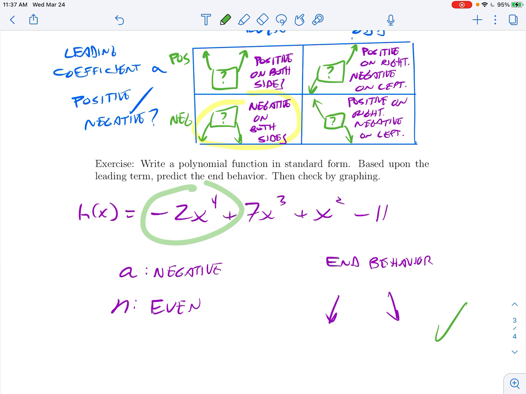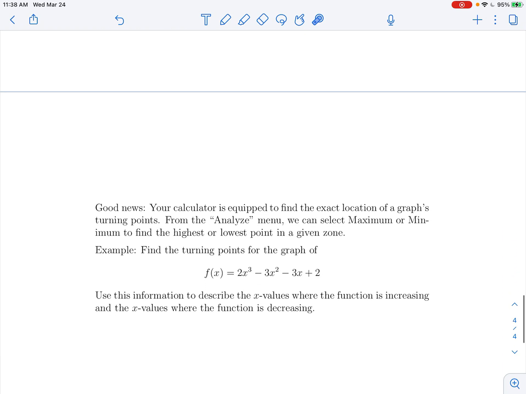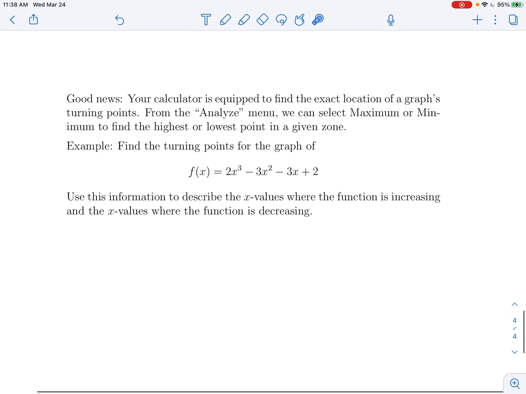Unless you know a lot of calculus, it's going to be hard to know all the details of a graph. So really pay attention to what we do know. We do know, roughly speaking, what it's going to do on the left and right. And if you want to know where the turning points are, your calculator can find them. So I'm not going to go through all of this. We did it in class.